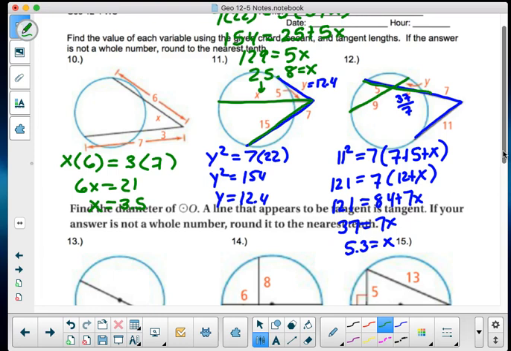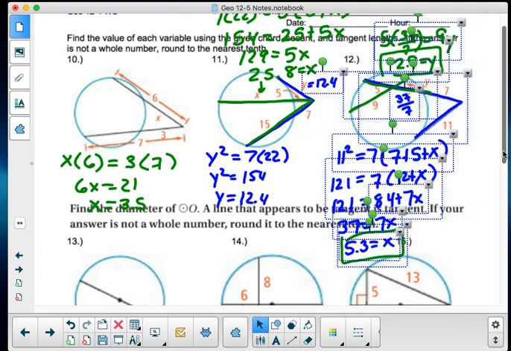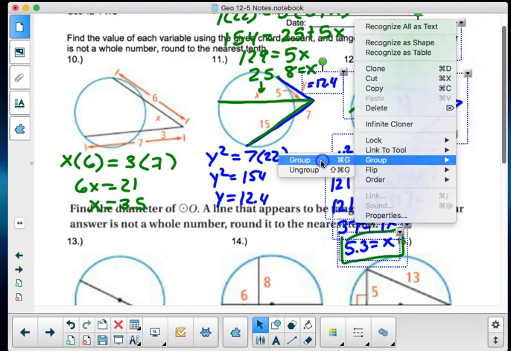Okay, so now I've got 5 times 37/7 is equal to 9y. So 5 times 37 divided by 7, and then I'm going to divide again by my 9, and I should get 2.9, and I get to round this. 2.9 is equal to y. So my y is 2.9, and my x is 5.3 in that problem. And we'll shrink it down, be able to get to our next one.